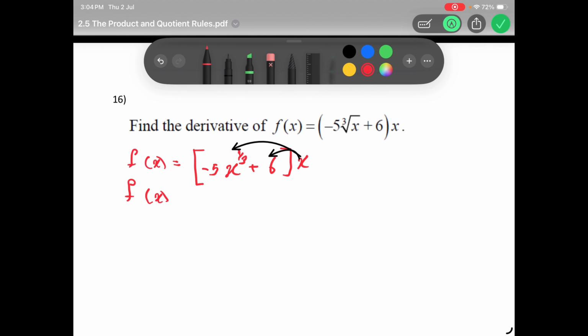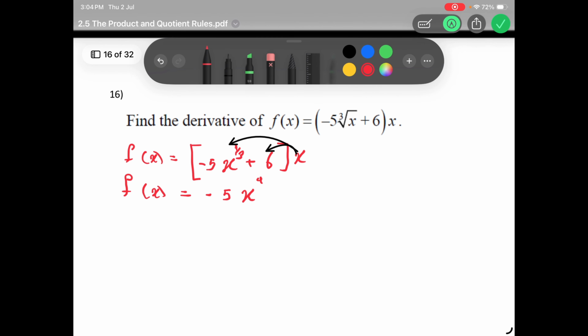So this is f of x, no derivative yet, so it will be minus 5 x to which power? I will add power 1 to the power 1/3. It will be 4 over 3. You can do this by calculator. Plus 6x. I think this expansion is better than applying product rule. Product rule will be like a longer story. However, it is correct. So look at this. Now I can find f prime of x easily.